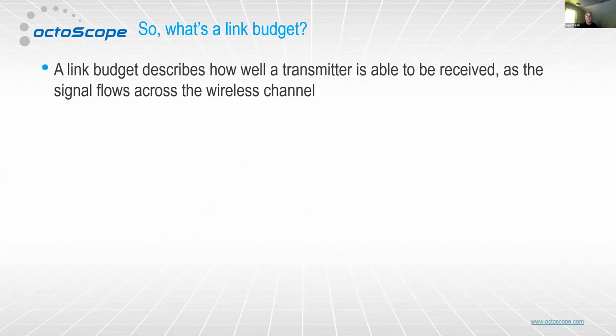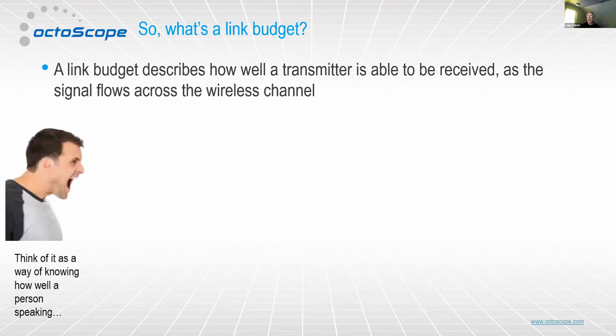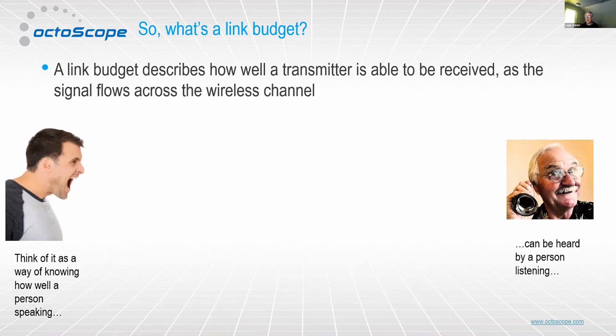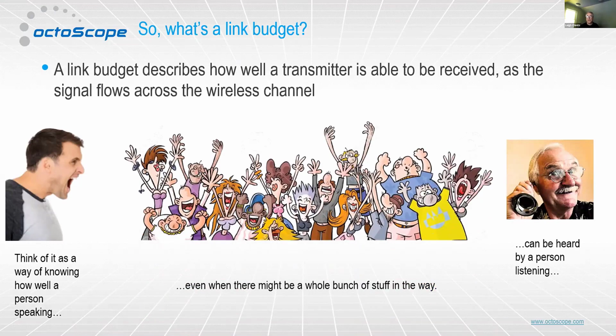So what's a link budget? A link budget describes how well a transmitter is able to be received as the signal flows across the wireless channel. At a high level, we can think of it as a person speaking, that's the transmitter, and another person listening, that's the receiver, and the thing this person is saying has to make it from the person speaking to the person listening, and there could be a whole bunch of stuff in the way. So if this person yells the word link budget, then by the time it reaches the person listening, it's a much quieter link budget. And if everything works out, that person can still hear what the person speaking said.